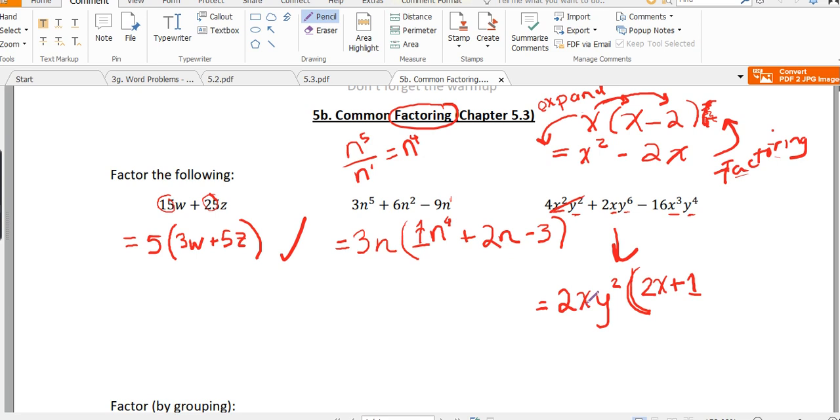X, I took out the single x, so that's gone. I have 6 y's, and I took out 2 of them, so I have 4 of them left. And last but not least, 16 divided by 2 is 8. I have 3 x's, I took out a single one, I'm at x squared. I have 4 y's, I took out 2, I have 2 left. And I'm done. Okay? Common factoring.